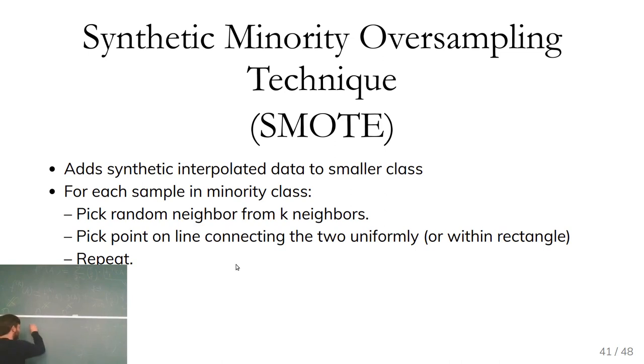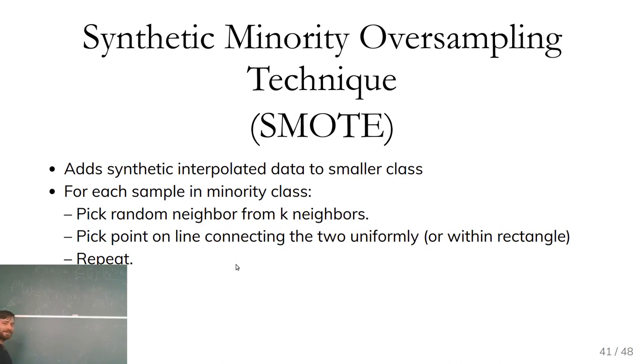So this is your data point, and this is the neighbor you sampled. What Imbalanced Learn does is it samples points on the line connecting the two. This is what's in the paper. What the Java implementation does is it looks at the rectangle in hyperspace that's spanned by these two, and samples randomly within that rectangle.